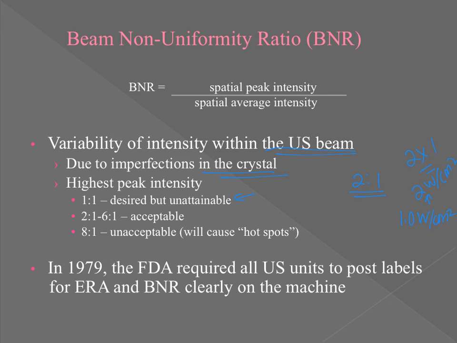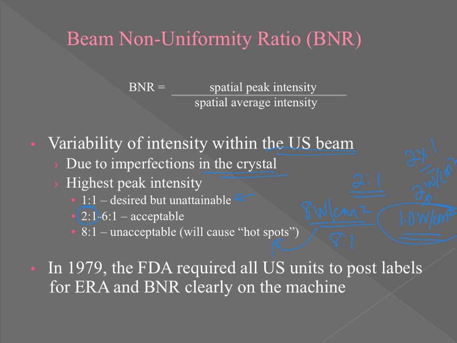But now let's think if we had an 8-to-1 BNR and we were using 1.0 watts per centimeter squared. That means at some point in time in the treatment, because that crystal isn't perfect, we could have an 8 watts per centimeter squared treatment, right? And that's too variable. We could actually cause hot spots and hurt our patient here. So the ideal would be getting as close to 1-to-1 as we can, which would be a 2-to-1. But most devices that I've seen have been 3-to-1, and that's totally okay. It just means on average, this is what we're going to deliver, right?